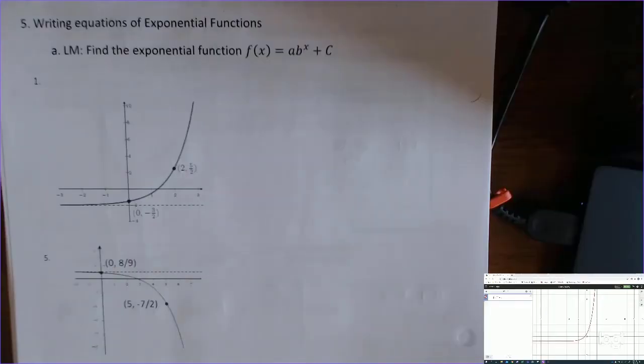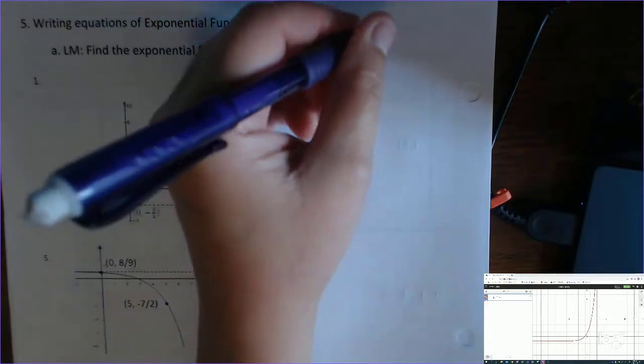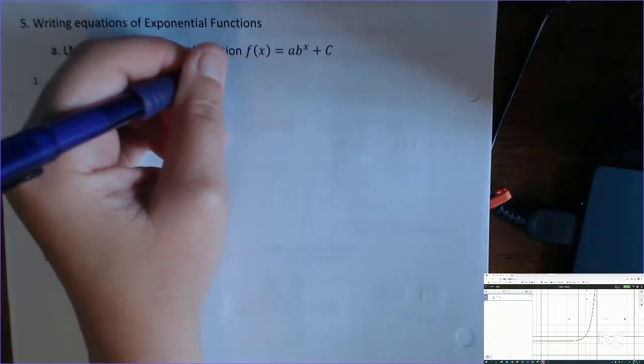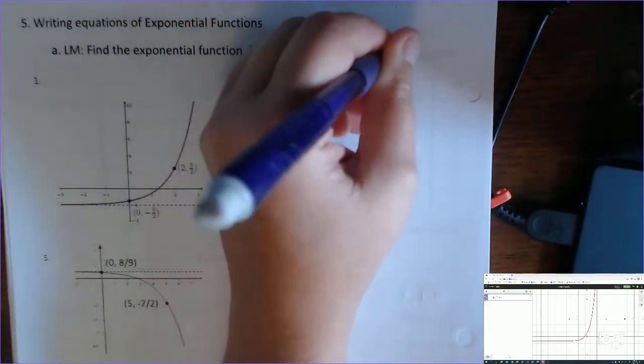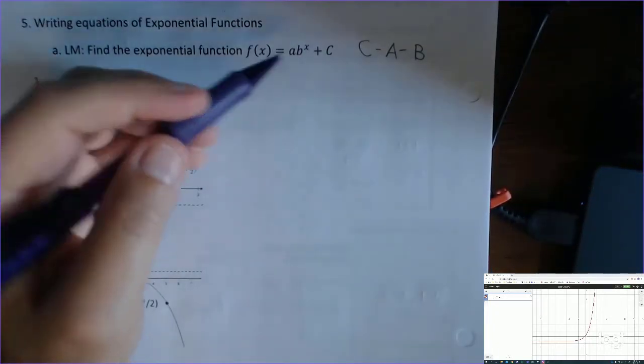Next, I got these problems from the lab manual, so you can go there if you want to. Writing equations of exponential functions. And it says find the exponential function f of x equals y equals a b to the x plus c. And the way that I teach it is I teach you to learn something called CAB, the CAB method. And that just means this is the order of the letters that you're going to find.